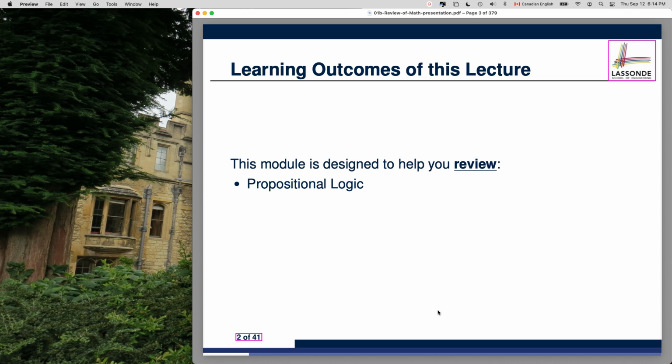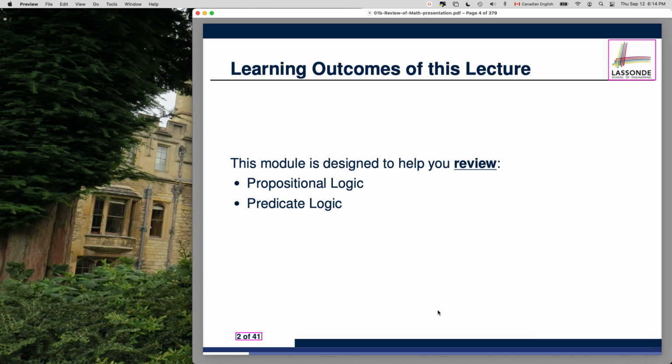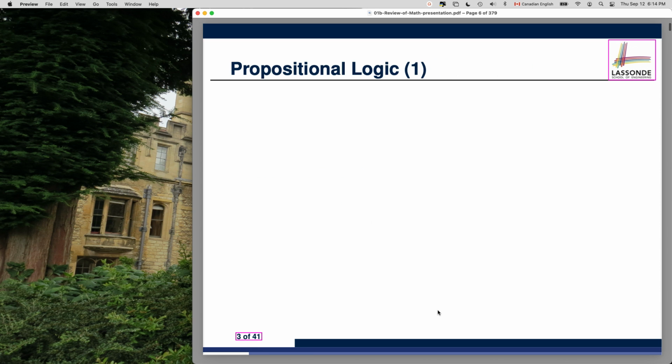We're going to review propositional logic. We're going to review predicate logic, and also sets, relations, and functions. And hopefully we can do most of these too. At least this one. Okay, we'll see how much we can do. We'll go slowly. All right, propositional logic.